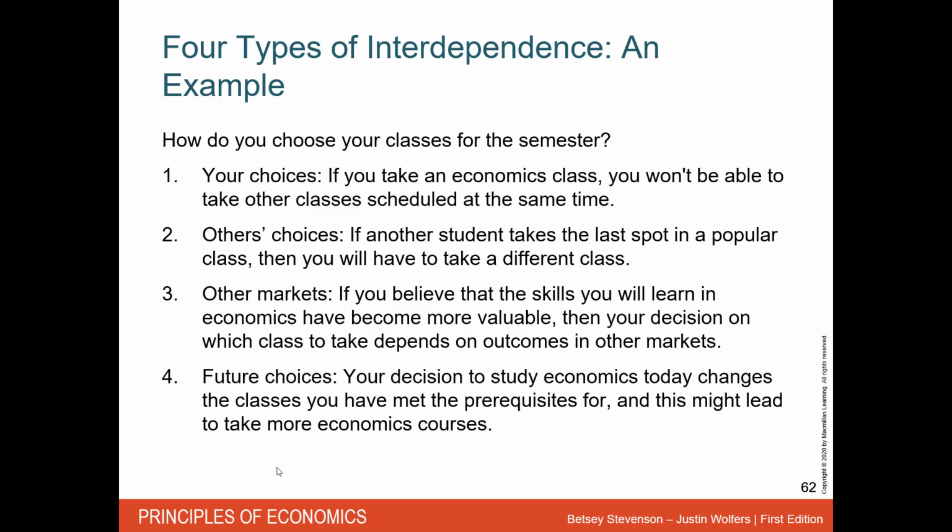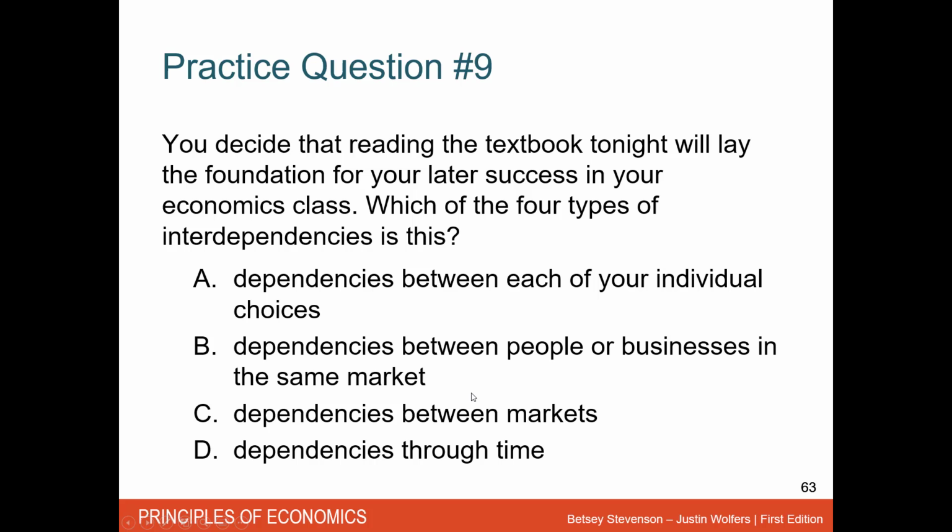Think about a choice you made today. How is it affected by the other choices you made today, or the choices others made, or maybe your future choices? Now, it's time for us to check our understanding. Let's answer a question. You decide that reading the textbook tonight will lay the foundation for your later success in your economics class. Which of the 4 types of interdependencies is this? A. Dependencies between each of your individual choices. B. Dependencies between people or businesses in the same market. C. Dependencies between markets. Or D. Dependencies through time.